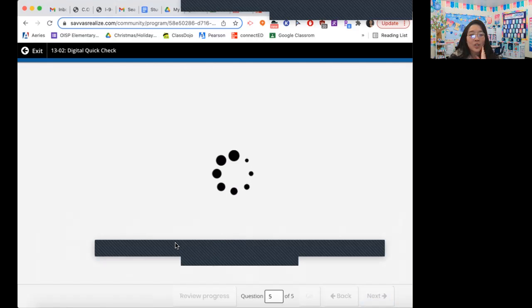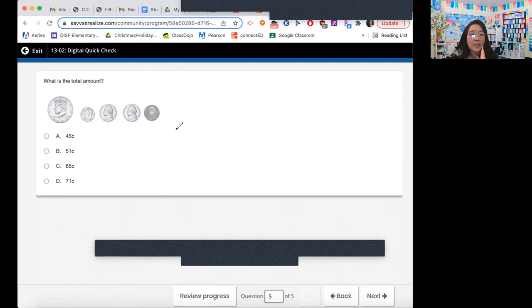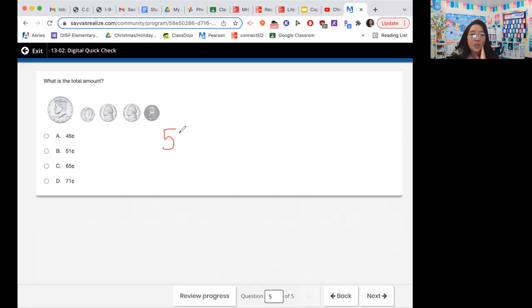And our last question for today is 50 cents is our starting number. Then we go to the dime, which is worth 10 cents. So we need to add 10 more to our 50 to get to 60. We have a nickel, which is going to get us to 65. Another nickel, which gets us to 70. And then a penny, which gets us to 71.